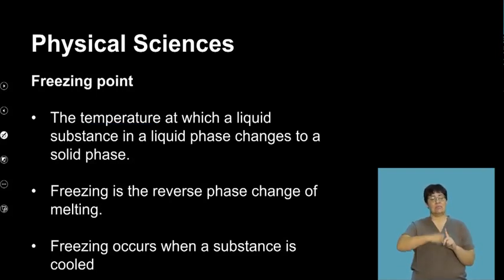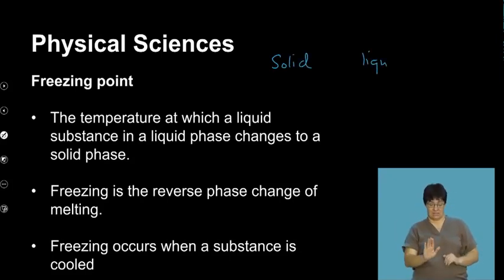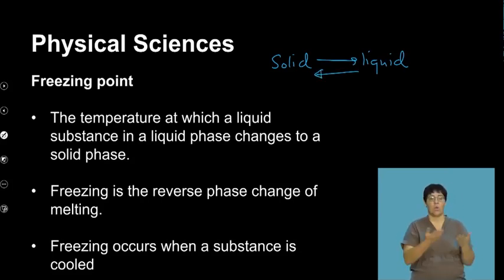So the temperature at which a liquid substance in a liquid phase changes to a solid, that's the freezing point. We know that. Now, freezing is the reverse phase change of melting. So we've got solid to liquid, right? That's melting. So if we move in that direction, we heat. Then if we move from liquid to solid, we cool, okay?